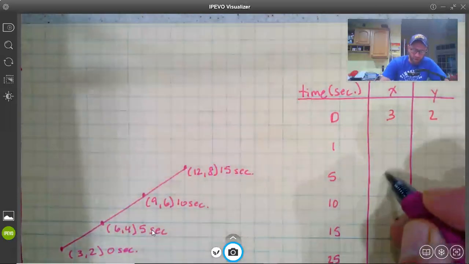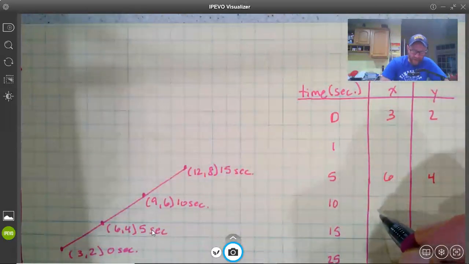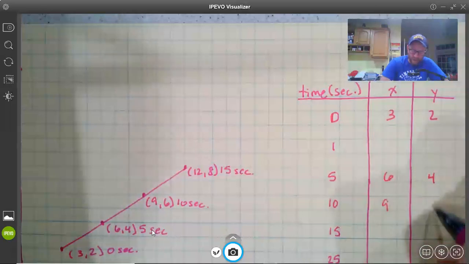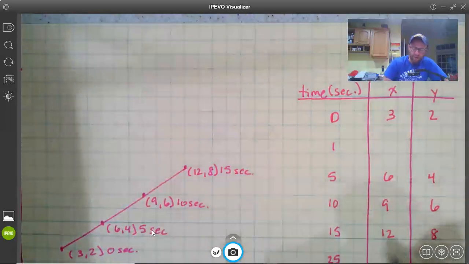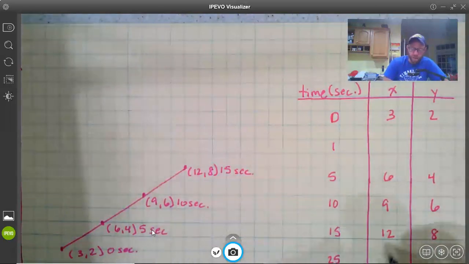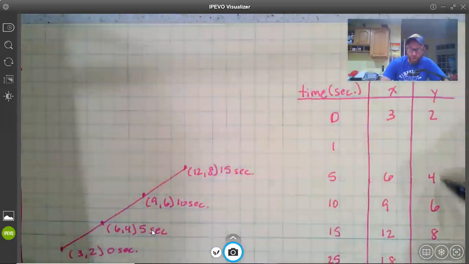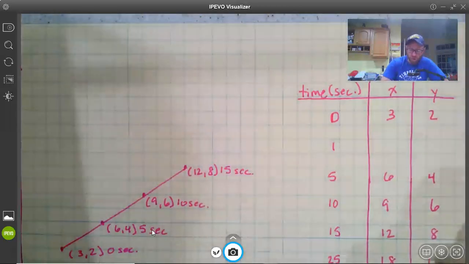At 5, we're at 6, 4. At 10, we're at 9, 6. At 15, we're at 12, 8. So it looks like every 5 seconds he moves 3 spaces forward. So I suppose from 15 to 25, it's a jump of 10 seconds. So he's going to move a total of 6 spaces forward, not just 3. So that's going to be 18. And then his y coordinates are going up by 2 every 5 seconds. So after 10 seconds, I suppose he'll go up 4. And that'd be 12.